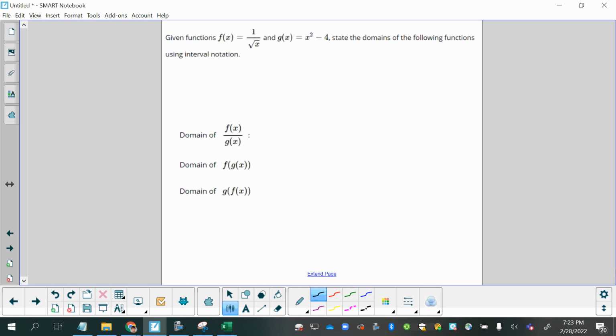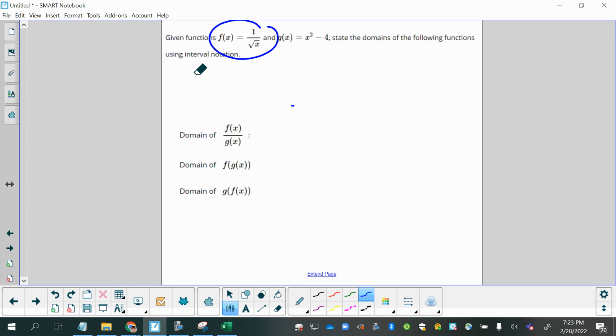Question, we're asked to find the domain of some functions that combine two other functions. And before we do that, it would help if we found the domains of the given functions. So first of all, notice that f of x, which is 1 over the square root of x, you can put any value in for x except for 0 and anything negative.